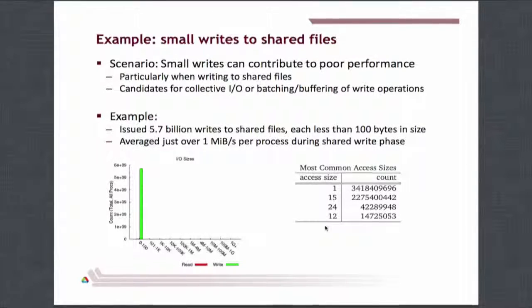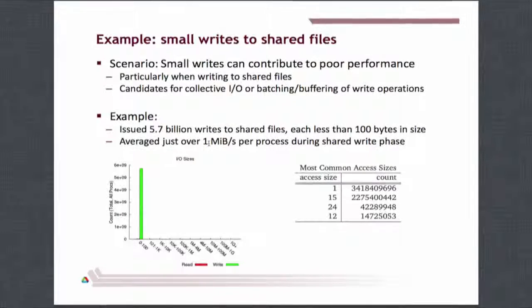And if we break it down further with the table that shows the most common exact access sizes that were used, the majority of them were single byte. There were some 15 bytes and 24 byte. And this was going to a shared file, so the file system was seeing several billion one little byte writes to a file that had locking and everything else going on, and it didn't get much better from there. So as a result, this was a pretty big application, and each process was getting about a megabyte per second of I/O, just because the storage system was being forced to untangle so many billions of write operations to move that data.